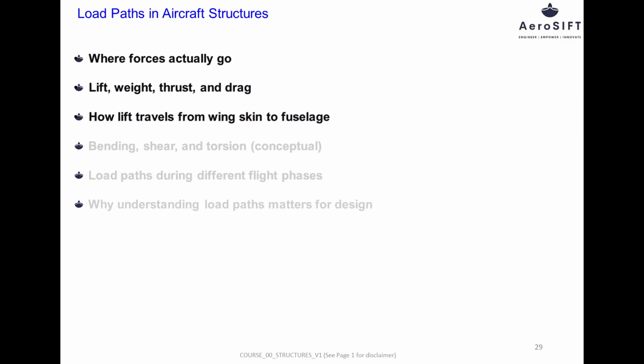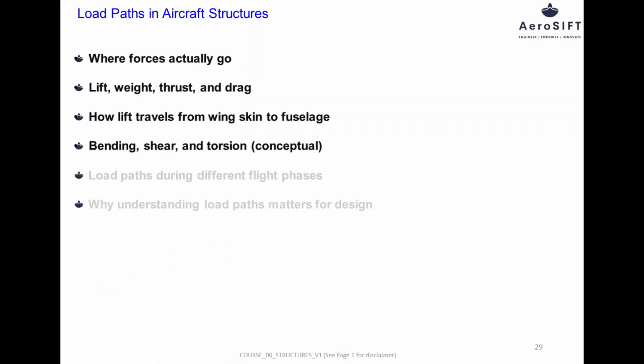The wing skin first picks up the aerodynamic pressure, then transfers it into ribs, which distribute loads chordwise, and spars, which carry bending and shear loads, forming the wing box, the primary structural beam of the wing. From the wing box, lift flows into the wing root fittings and then into the fuselage frames and keel structure. This path allows the fuselage to carry the wing loads and balance them against weight and inertia.